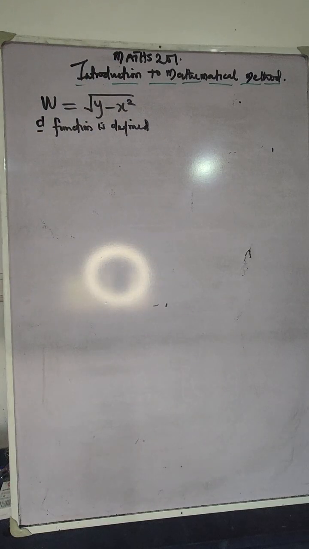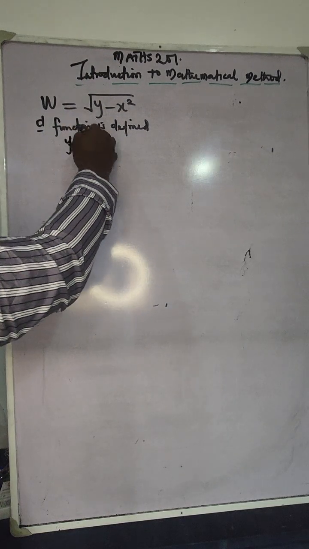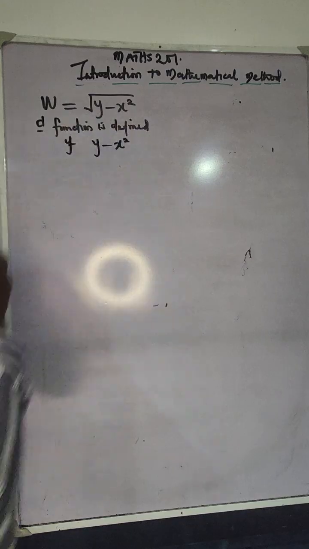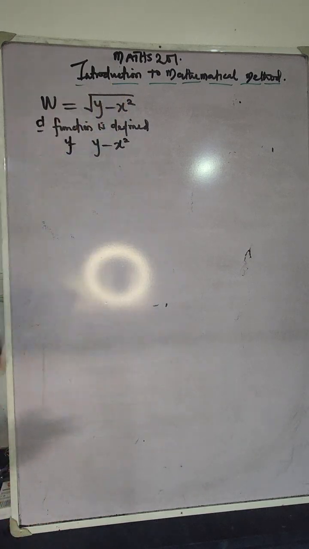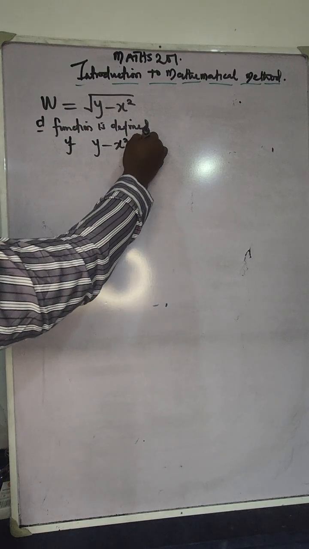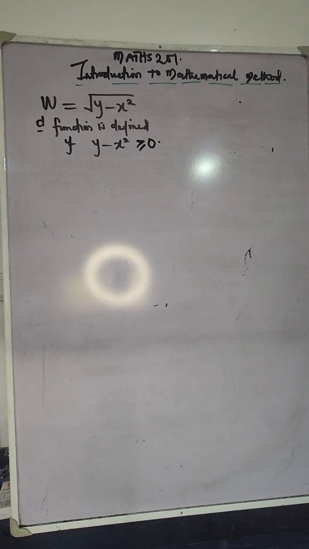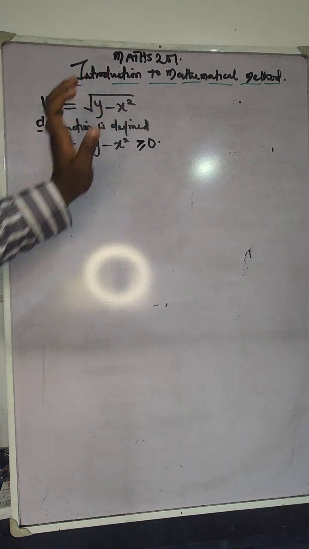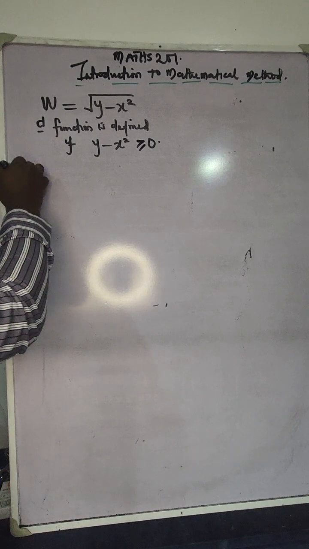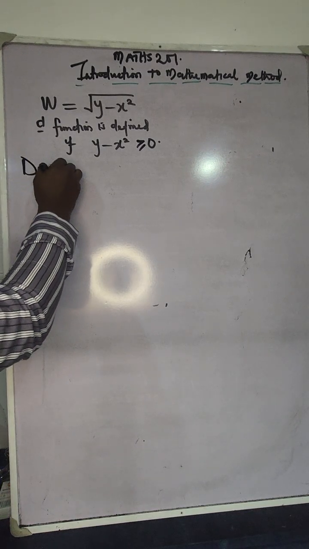The function is defined if y minus x squared, whatever is under the square root, whatever functions we have under the square root. So the function is defined if y minus x squared is greater than or equal to 0. Did you see that? Now that you have been able to state the law that guides the square root function like this, you have the privilege to recite the domain.